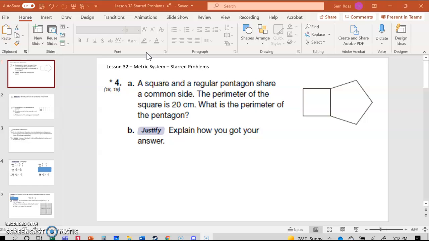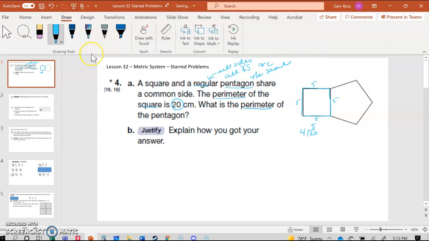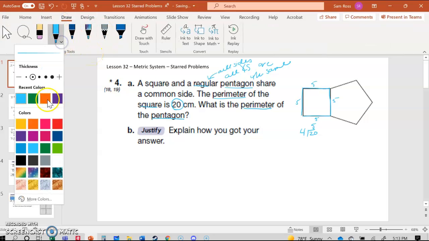Number 4 says a square and a regular pentagon. Regular pentagon means that all sides and all angles are the same. They share a common side, which is this one right here. The perimeter of the square is 20 centimeters. So if the perimeter of the square is 20, I know that if I divide that by 4, I'm going to get the side length. What is the perimeter of the pentagon? Five-sided figure. It's a different color.